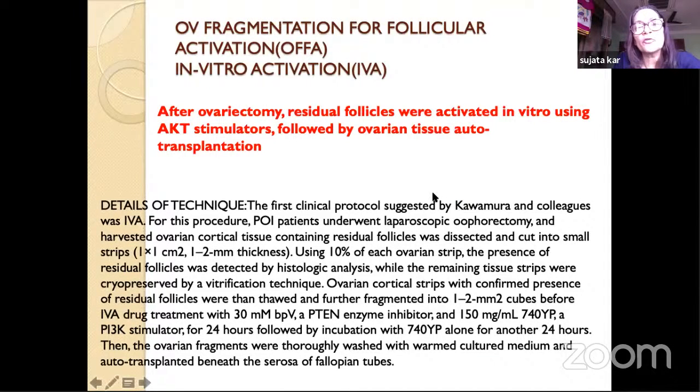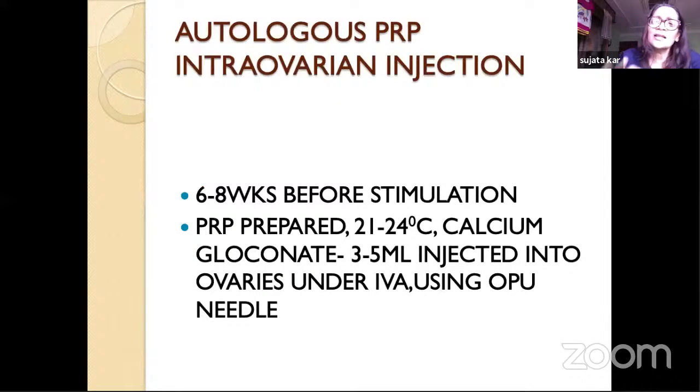Ovarian fragmentation for follicular activation has a decent number of studies to support it. It is called in vitro activation. What is done is that in older women, you do an ovariectomy. Residual follicles are activated in vitro using an AKT stimulator, and then you follow it by autotransplantation of the ovarian tissue. So, an extensive procedure, but it has quite a few publications to support it.